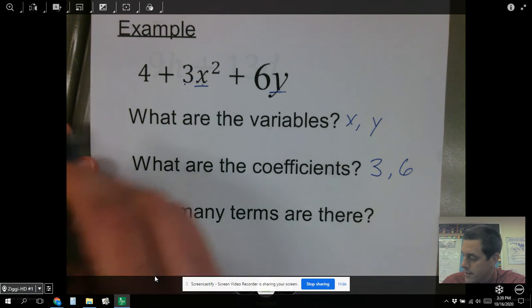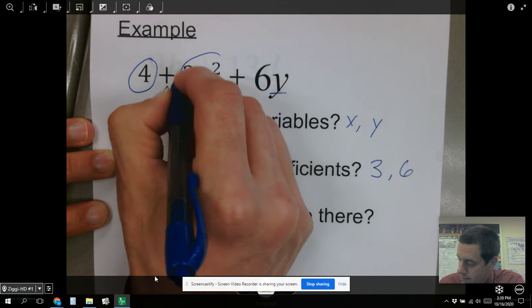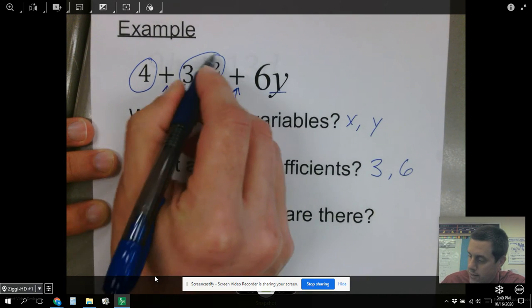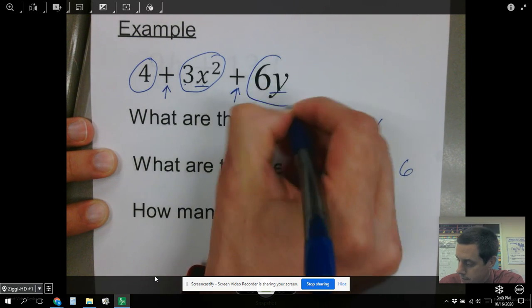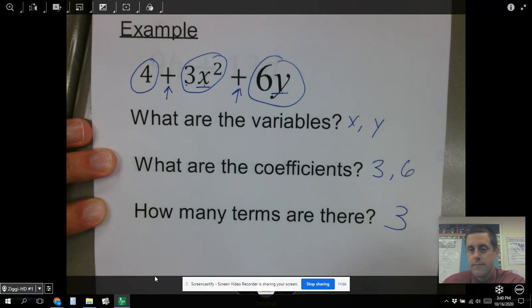Finally, looking for terms. Here's a plus sign. That plus sign is separating 4 from 3x to the second power. Here's another plus sign separating 3x to the second power from 6y. So we have 1, 2, 3 terms.